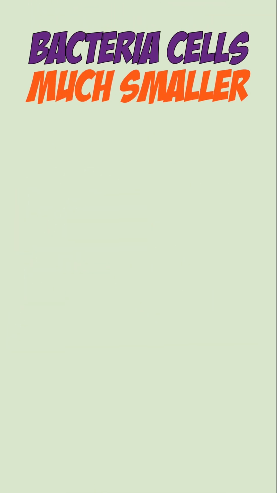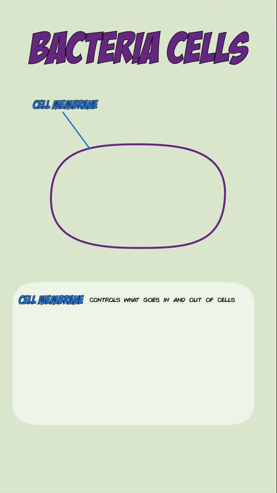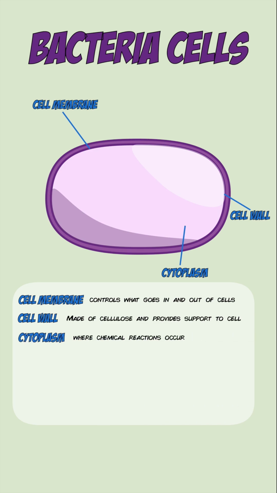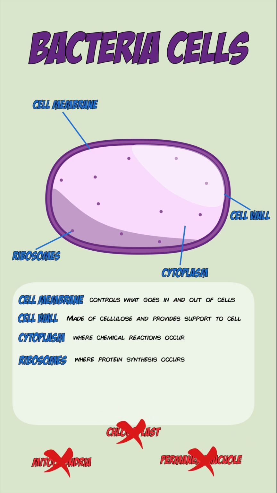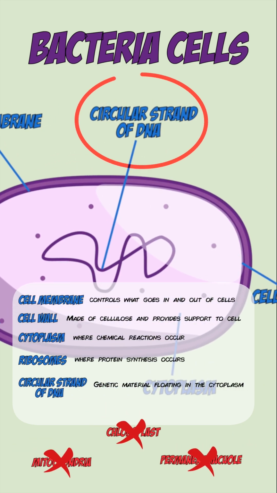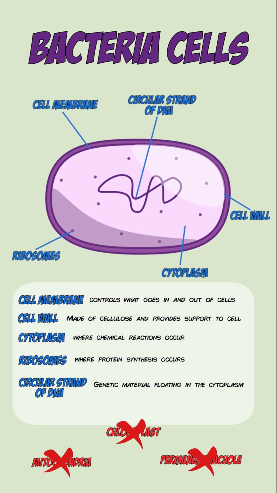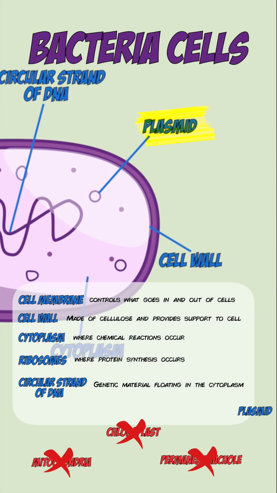Bacteria cells are much smaller than animal cells and contain a cell membrane, cell wall, cytoplasm and ribosomes, just like plant and animal cells. But they don't have a mitochondria, chloroplast or permanent vacuole. Instead, they contain a single circular strand of DNA that floats around in the cytoplasm, and also plasmids, which are rings of DNA that also float around.